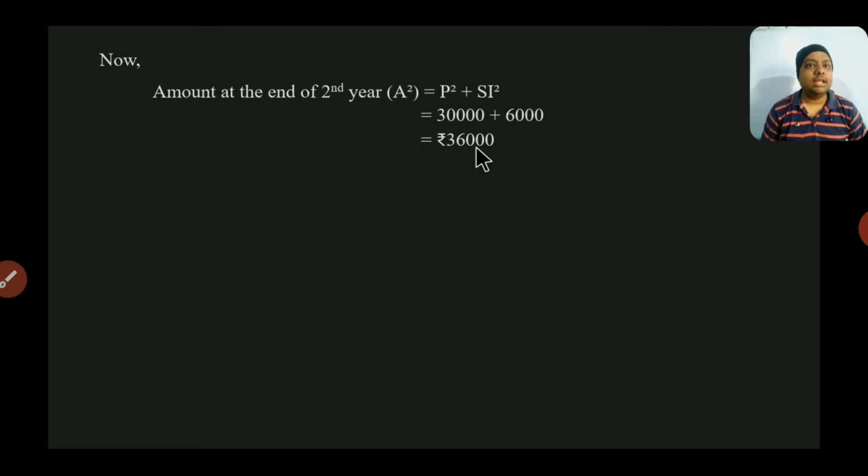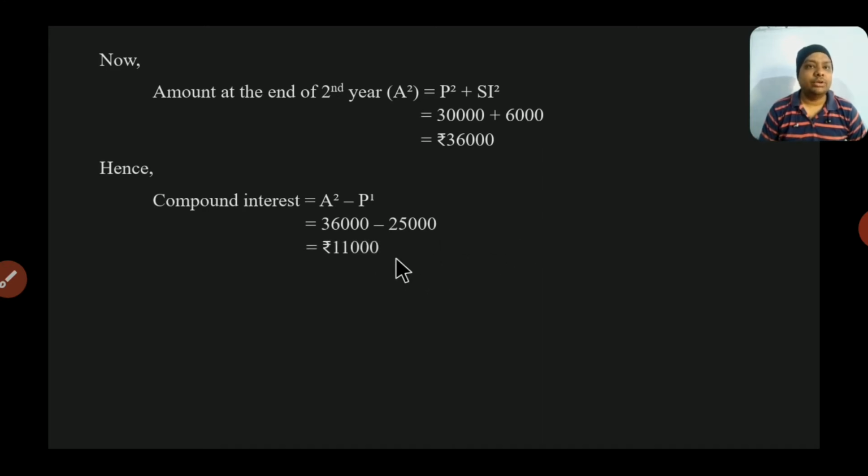And it is clearly given that we have to find the compound interest at the end of the second year. Only 2 years are given. So we can say that hence compound interest is equal to the amount at the end of the second year minus the first amount, it means principal. So it will be 36,000 minus 25,000. It will be 11,000. That is the compound interest. Okay.